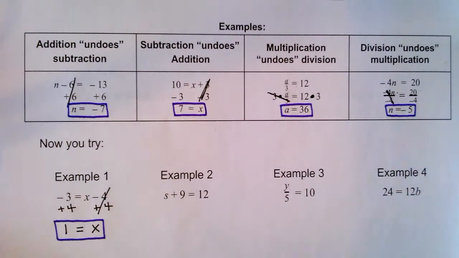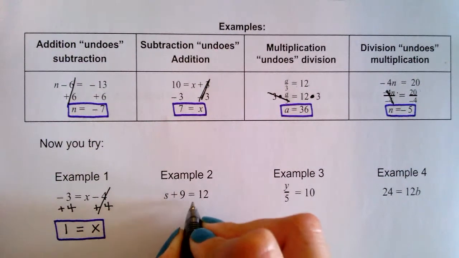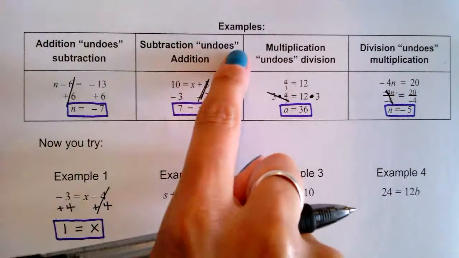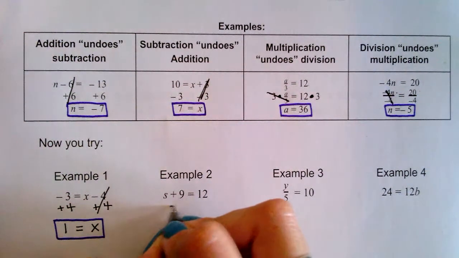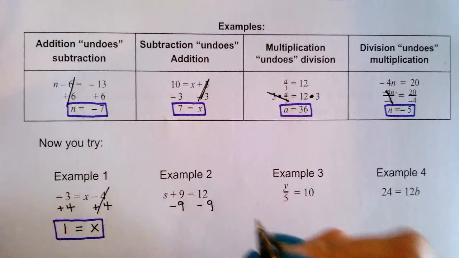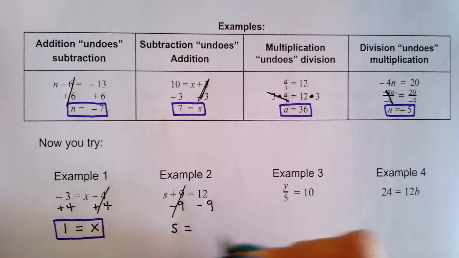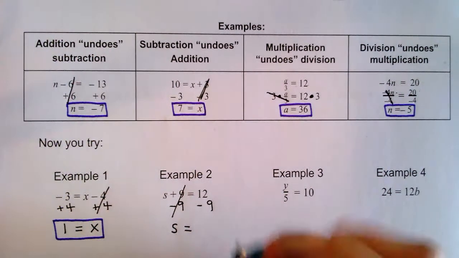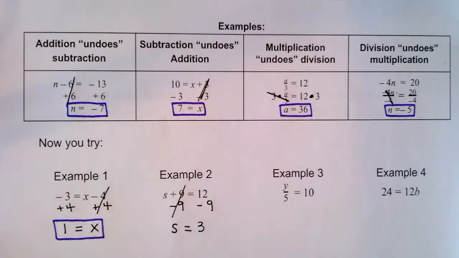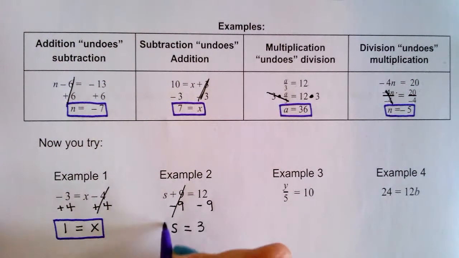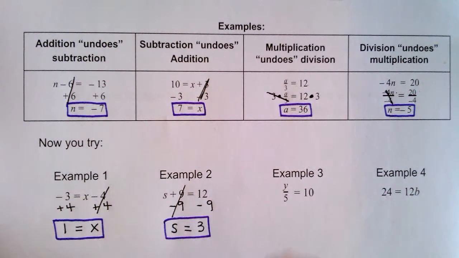All right, so this example, we have s plus 9 equals 12. We know that subtraction undoes addition, so we want to subtract 9 on both sides here. So a positive 9 and a negative 9 cancel each other out. That's why we did that. We're left with s on the left-hand side. And over here, we've got 12 minus 9, which gives us 3. So that is our final answer. And we know that's our final answer because we have our variable all by itself equals a number. That's how we know that we're done.